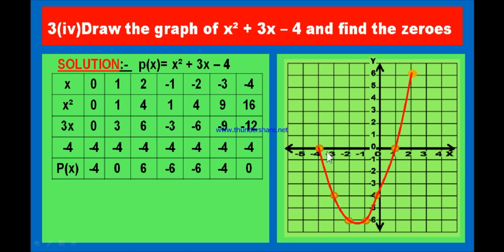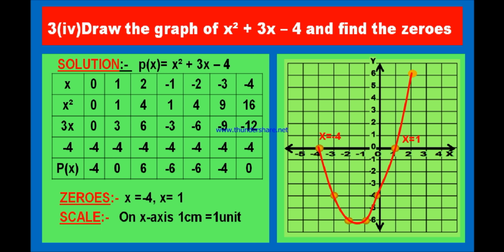The first point of intersection is here, and the second point of intersection is here. At this point of intersection, x value is minus 4, and at this point of intersection, x value is plus 1. Therefore, the zeros of the given quadratic polynomial are plus 1 and minus 4. The zeros of the given quadratic polynomial are x is equal to minus 4 and x is equal to 1. Scale: on the x-axis, 1 centimeter is equal to 1 unit, and on the y-axis, 1 centimeter is equal to 1 unit.